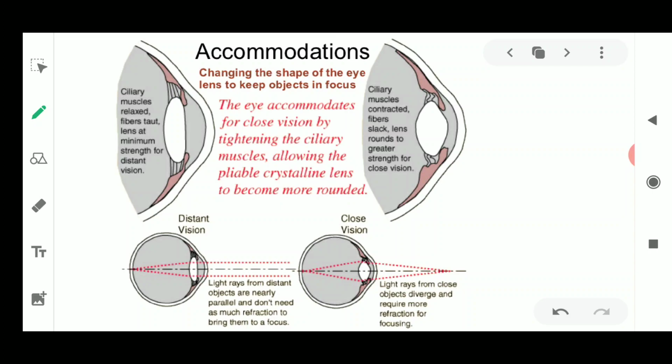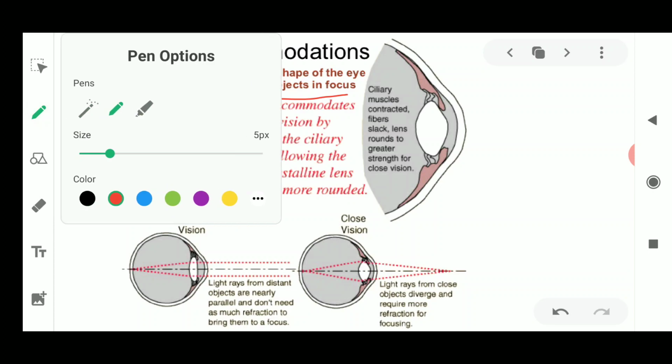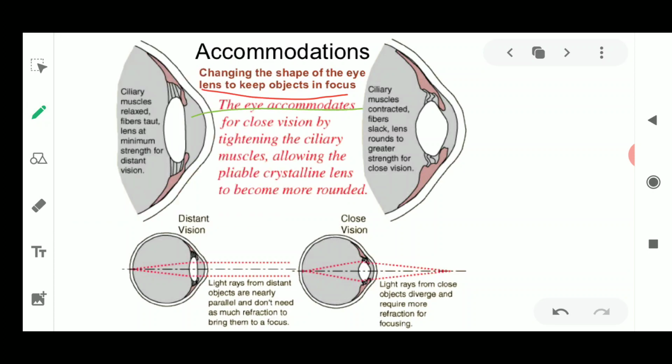Now what does accommodation mean? Accommodation means the changing shape of the eye lens, which helps the eye to focus things very properly. It helps in focusing the objects very clearly. Why this is happening, why it is important, and why we are able to see things, is based upon this power of accommodation.